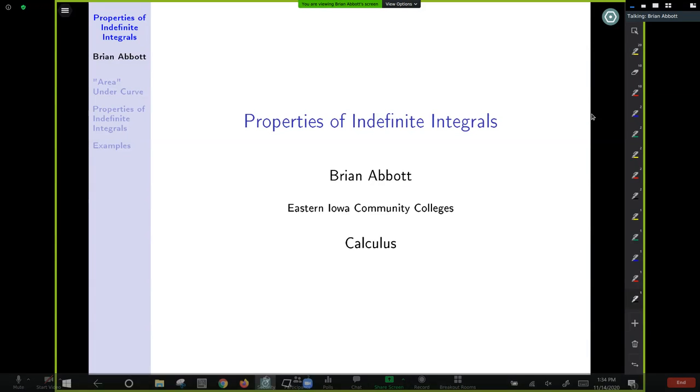All right, so properties of, that's the typo. That's supposed to say definite integrals with a capital D, not indefinite integrals. Sorry. Yeah, it recurs. It happens all throughout this lecture, it looks like. Okay, so properties of definite integrals.